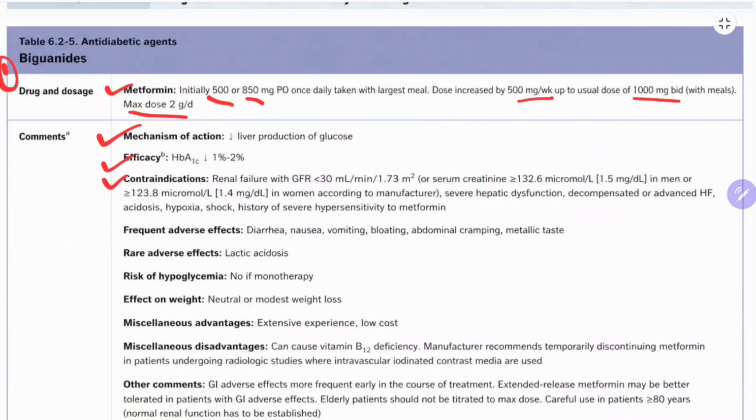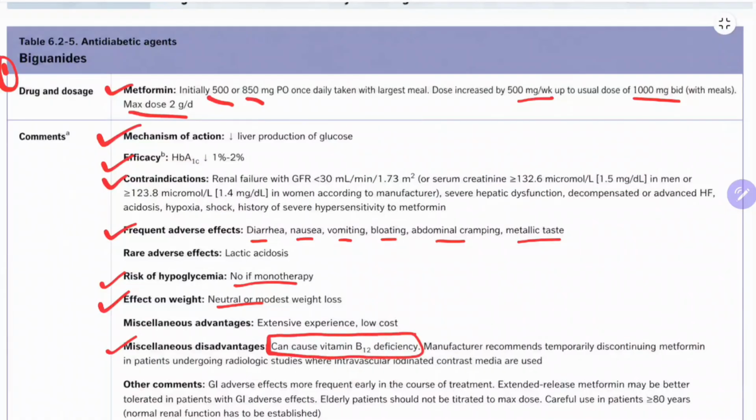Okay, efficacy, mechanism of action we should remember. We remember frequent adverse effects: diarrhea, nausea, vomiting, bloating, abdominal cramping and metallic taste. See risk of hypoglycemia: no risk of hypoglycemia if used as monotherapy. Effect on weight: it is weight neutral actually. Now miscellaneous disadvantages you should see. So it is very well known to cause B12 deficiency, this metformin.